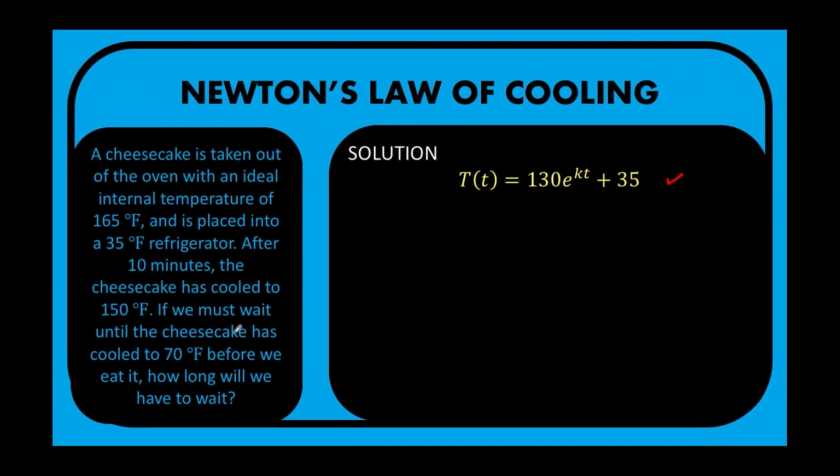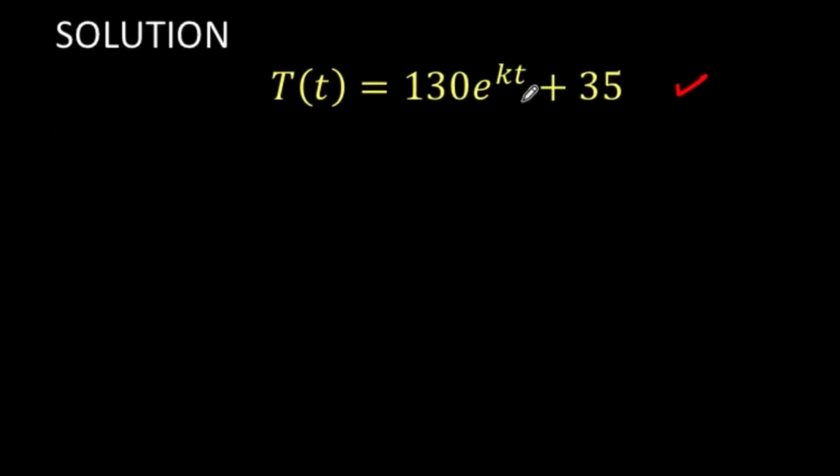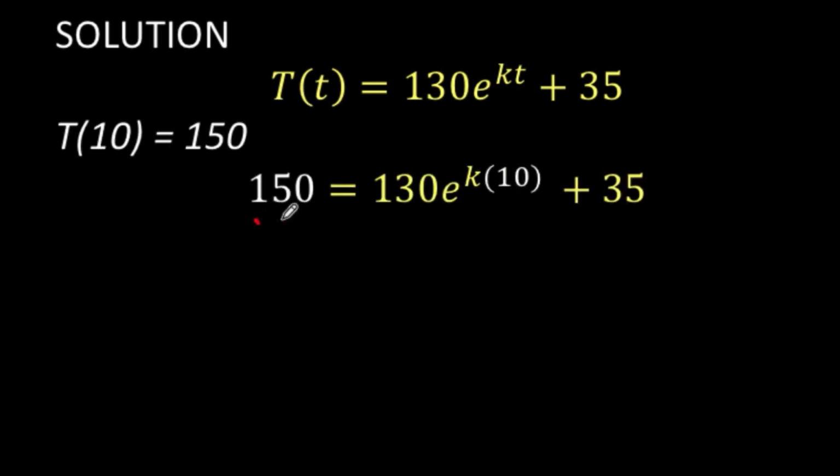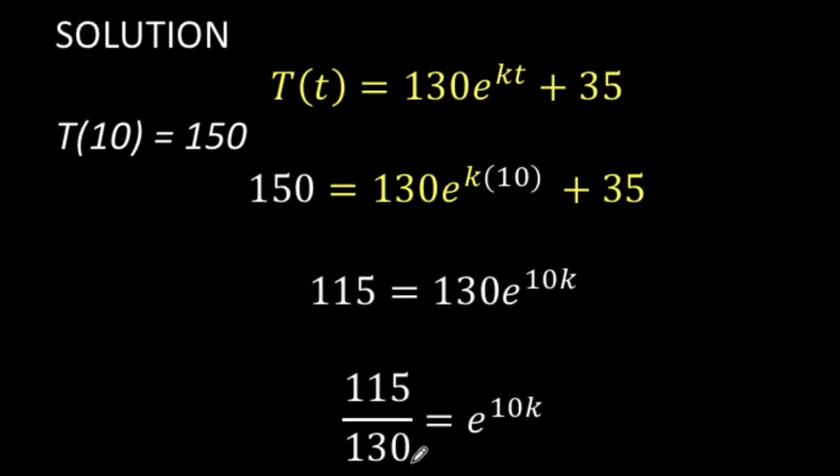Then from the problem also, it is given that at t equals 10 minutes, the temperature of the cheesecake is 150 degrees Fahrenheit. So we now do the substitution again. We replace time by 10 minutes, and our T(t) becomes 150 degrees Fahrenheit. So we now have T(t) equals 150 and t equals 10. And simplifying now this equation, we subtract 35 from both sides to get 115 and multiply k times 10 to get 10k. And then dividing both sides by 130, we arrive at this result.